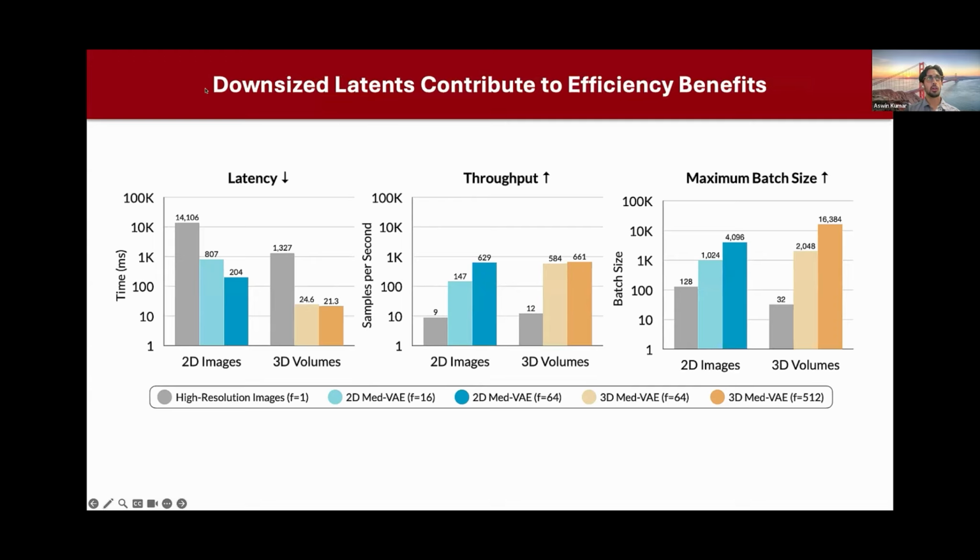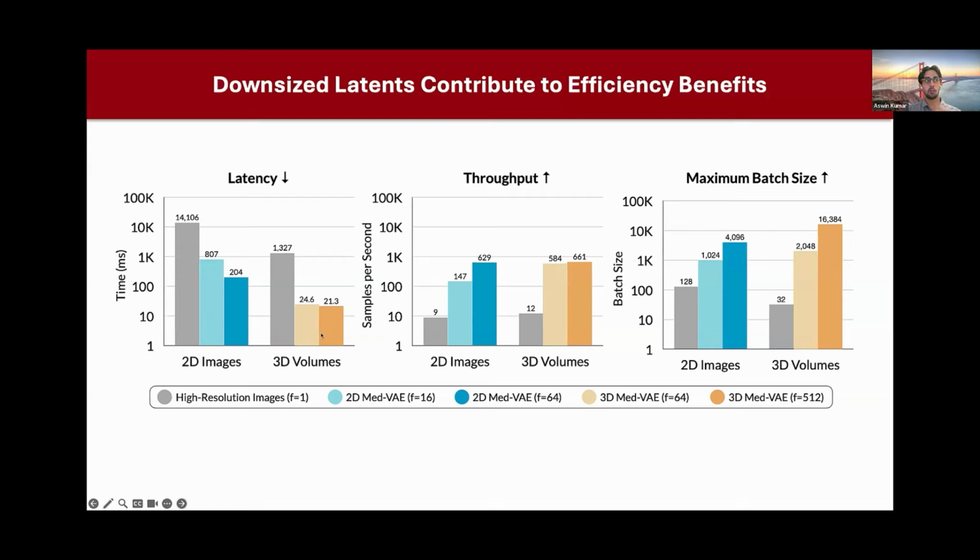We also note that the downsized latents contribute to several efficiency benefits. So we have three plots here corresponding to latency, throughput, and maximum batch size. We observe here that in the 2D setting, as the downsizing factor increases to 64, the latency decreases by 69%. So in gray, we have our high resolution image. In cyan, we have the 2D MedVAE image. And in dark blue, it's the 2D MedVAE with the 64 downsizing factor.